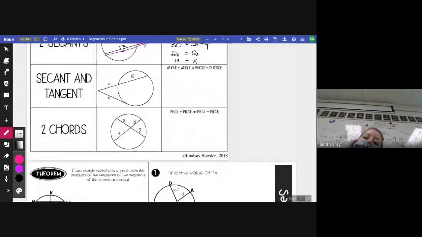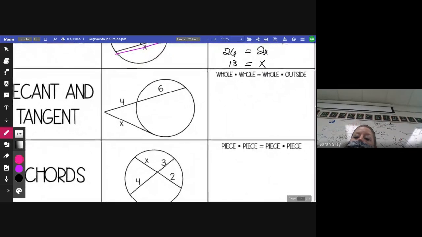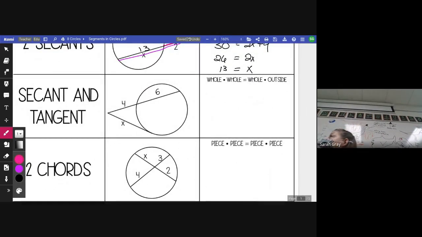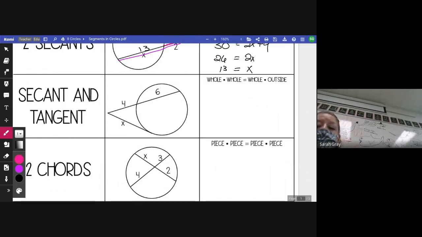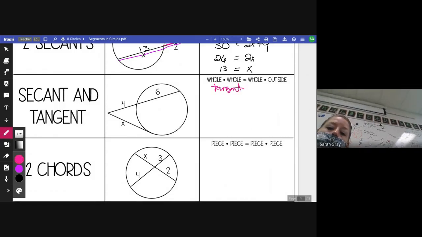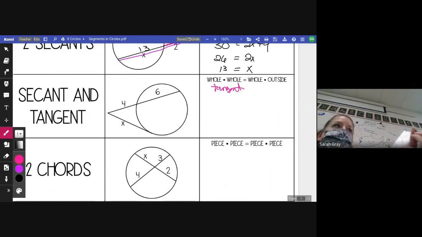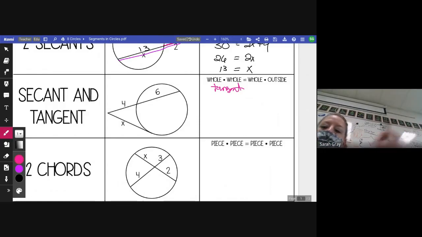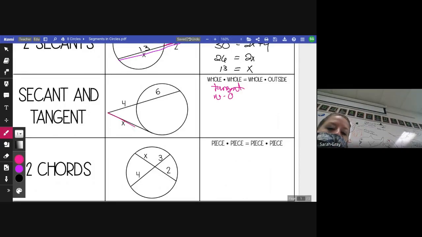Okay. Scroll back up. We're going to do number 3, or actually this is 4. A secant and a tangent. The formula is slightly different. It says whole times whole. That's for the tangent because there is no inside outside. So it's just whole times whole, but you can still think of it as whole times outside, where the whole is x, but x is also the outside. So I don't think of a different formula when I do this one. I just remember whole times outside.